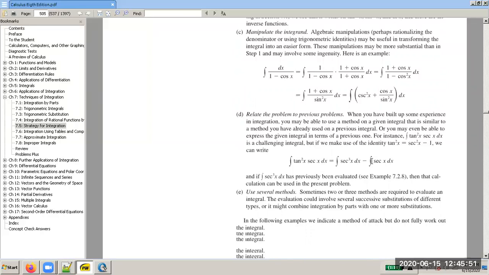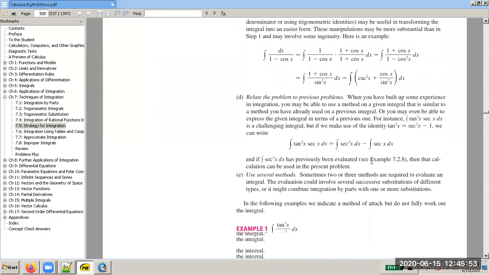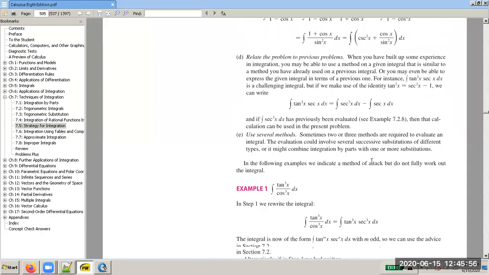All right, so see if you can connect the problem you're working on to a problem you've worked in the past. And then this part C down here is a bit of a cop-out. It just says use several methods. So, okay, you made a substitution, but it still looks hard. Try some other methods, but try them from the substituted integral.